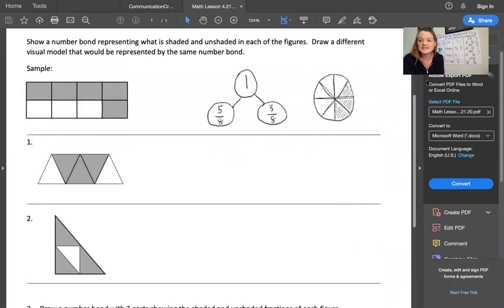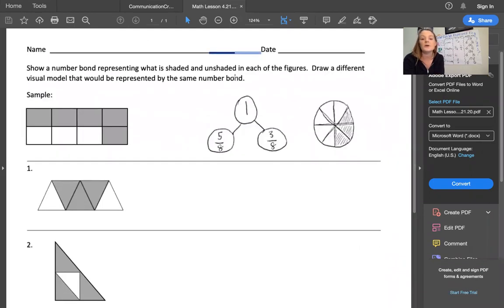And what the directions say is, show a number bond representing what is shaded and unshaded in each of the figures. Draw a different visual model that would be represented by the same number bond. In other words, what they're asking is, after you do the number bond, show 5/8, for example, for this one, in a different way. That's all it means. I'm not super worried about showing the other model. Honestly, I really am concerned about the number bonds. So really focus on the number bonds. If you don't draw the other model, it's okay.